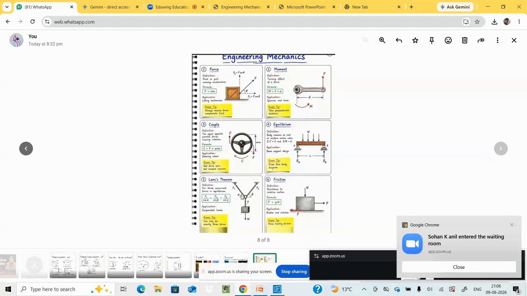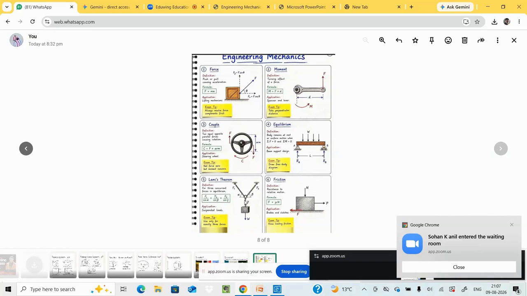So this F1 is acting in this particular direction, alpha. Similarly, F2 is acting in the beta direction, and F3 in the gamma direction. So F1 by sine alpha, similarly F2 by sine beta, and F3 by sine gamma. When more than two forces act in different directions, we term this particular thing Lami's theorem.